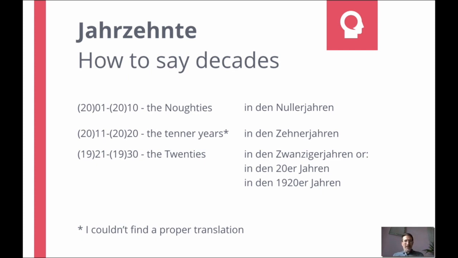If you wrote the number out as a word, you would get this: in den neunzehnhundertzwanziger Jahren. No one would really do that. You would prefer one of those versions above.